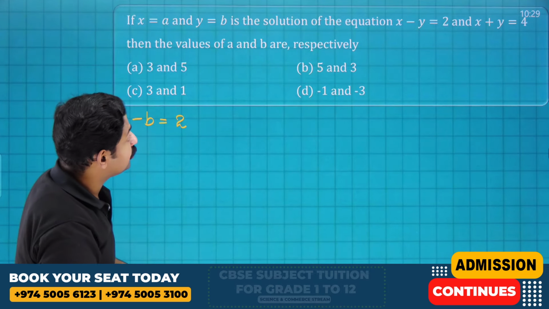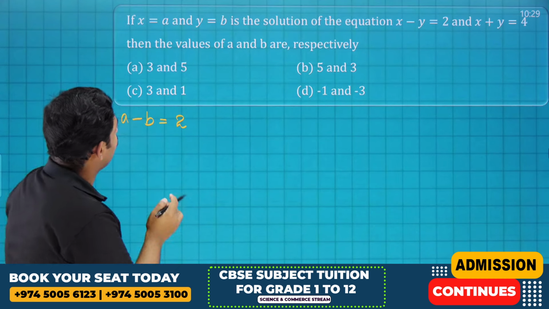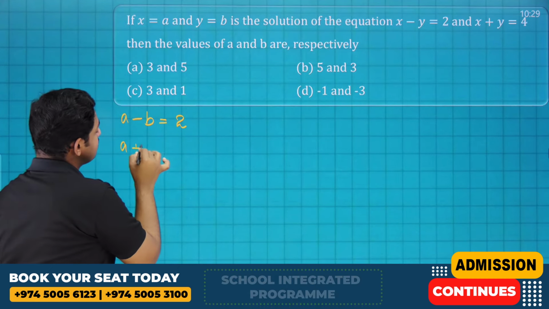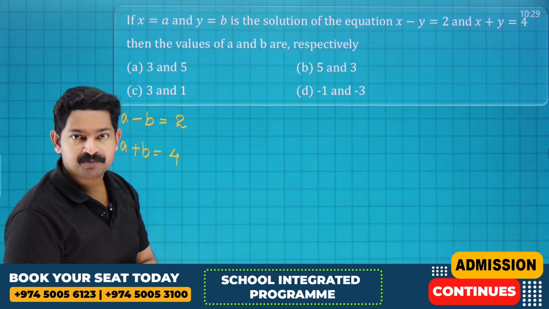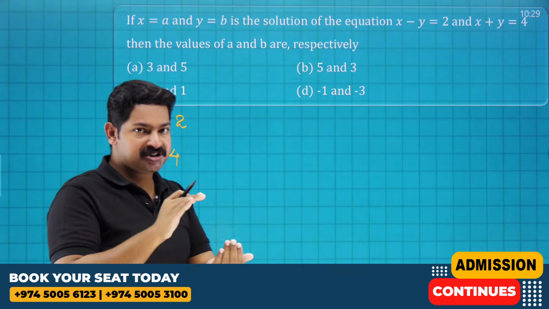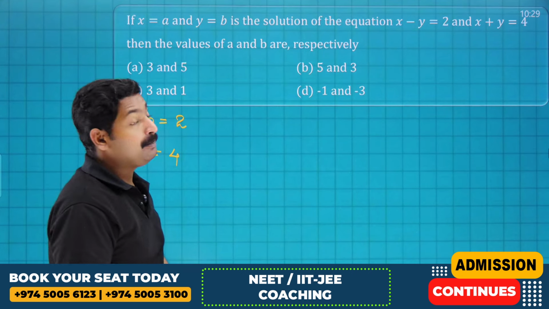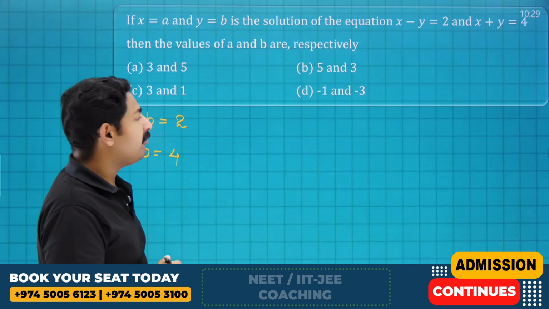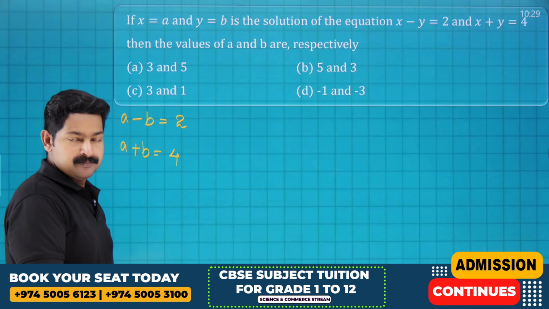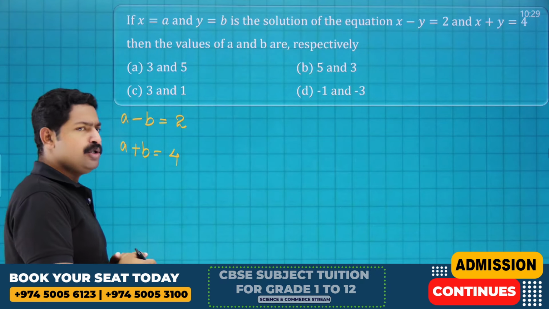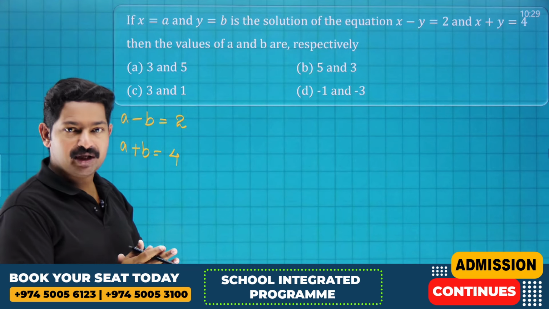And into the second equation also we can substitute. That is, instead of x A and instead of y B, we can substitute, A plus B is equal to 4. So two equations you got in A and B. So now, what are the values of A and B? That is what we need to find out. So we have to solve these two equations. Solving these two equations means any method you can use, substitution or elimination.